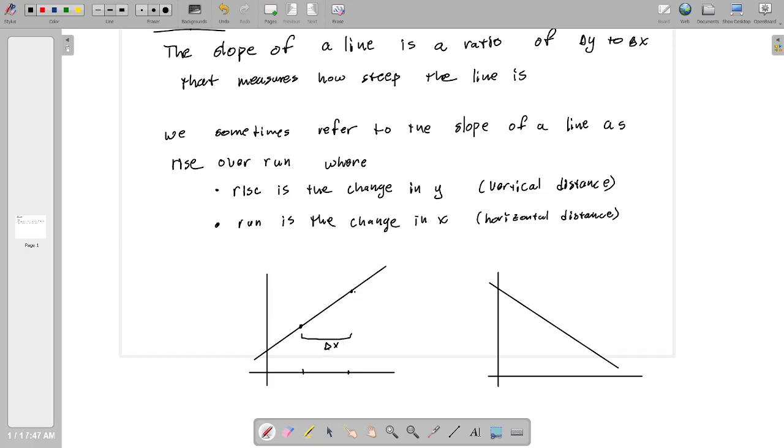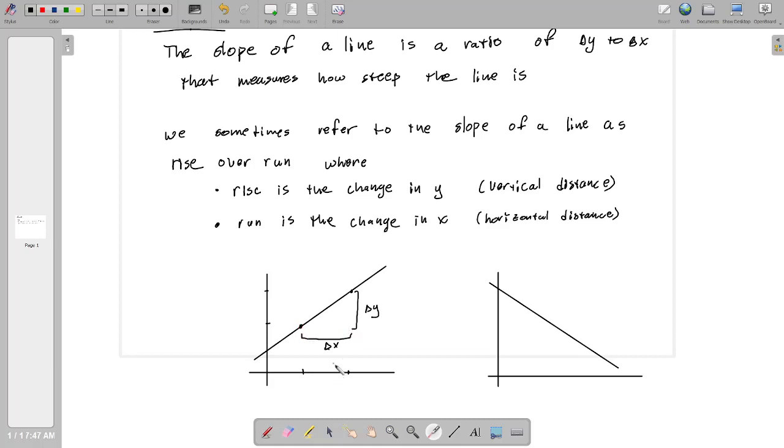Now the change in y is the same, except for y values instead of x values. We have the change in the vertical distance, or the change in y. Sometimes we call it the rise. So the rise over run from one point to another is the change in y divided by the change in x.